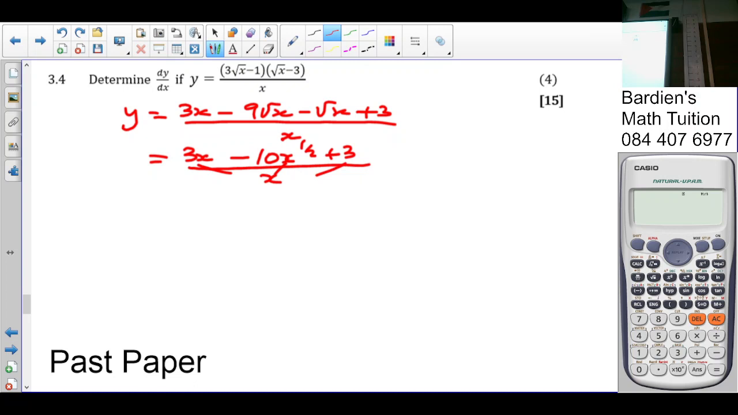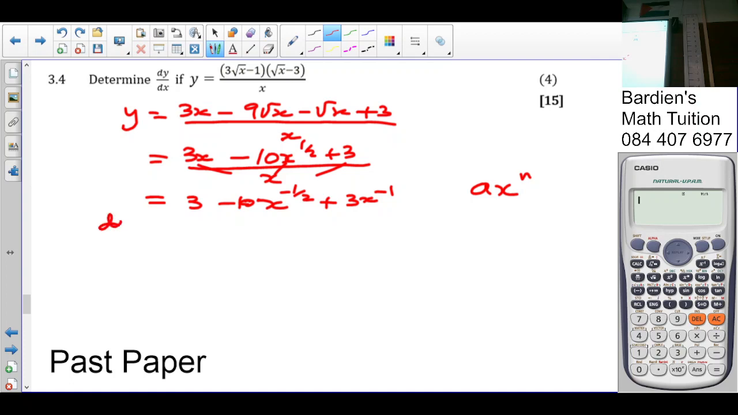At this point I put each one on its own. So it's 3 minus 10 x to the exponent of minus 1 over 2, which is negative half, plus 3 over x, which becomes 3x to the negative 1. And as you can see here, it is in the form of ax to the exponent n. So in this case I can apply the rules of differentiation.